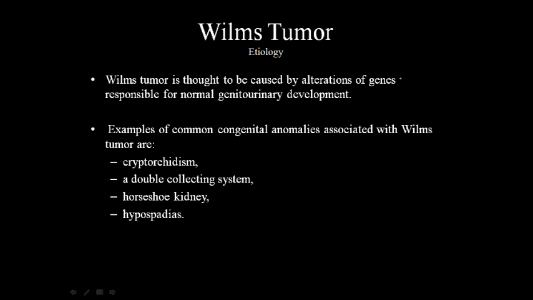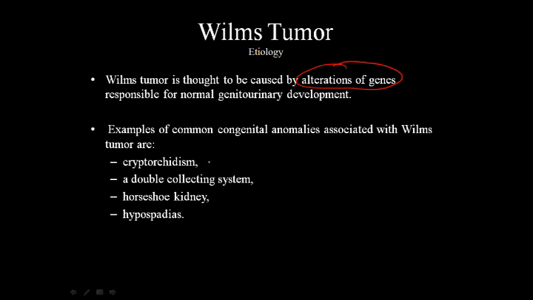Wilms tumor is thought to be caused by alterations of genes responsible for normal genitourinary development. So it's believed to be caused by alteration of genes. Examples of common congenital anomalies associated with Wilms tumor are cryptorchidism, a double collecting system, horseshoe kidney, and hypospadias.